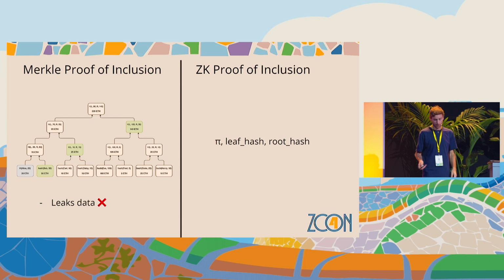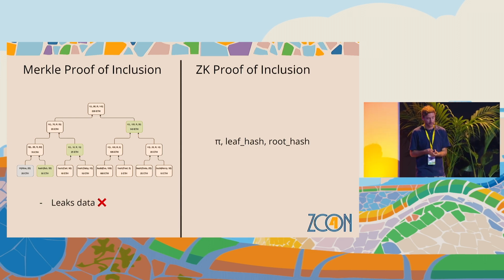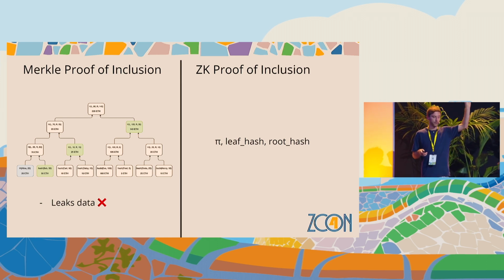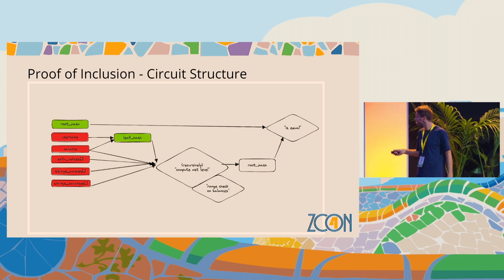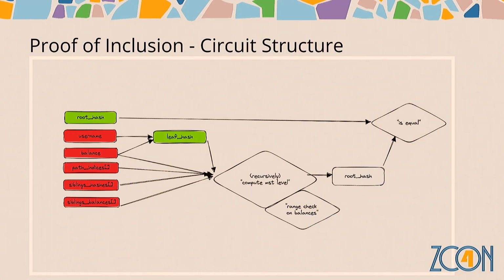So this is what Alice will receive: a proof that is just a set of bytes, the leaf hash and the root hash, and she will be checking that the leaf hash matches her data, and that the root hash matches the one committed to in step 2. So there's no data leak in this implementation, and this is cool. So this is the structure of the circuit. As you can see, the only public inputs are the root hash and the leaf hash. The private inputs are the username and balance of the user, in this case Alice, and these three elements are the Merkle proof, basically. So the circuit will compute the levels recursively until getting to the root, and the root will be checked for equality with the root hash passed as public input.